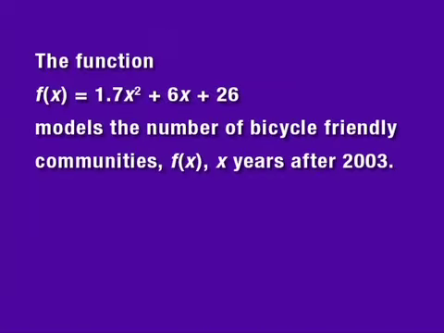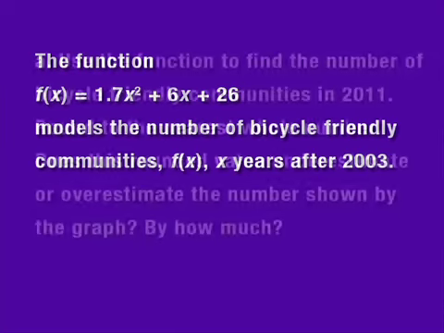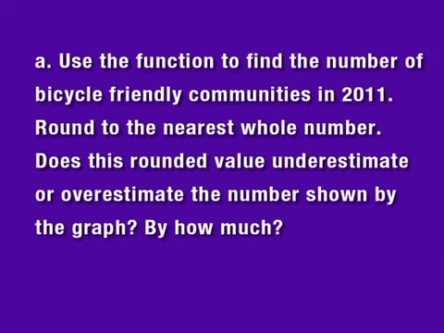The function f of x equals 1 7/10 times x squared plus 6x plus 26 models the number of bicycle-friendly communities, f of x years after 2003. Use the function to find the number of bicycle-friendly communities in 2011. Round to the nearest whole number. Does this rounded value underestimate or overestimate the number shown by the graph? By how much?